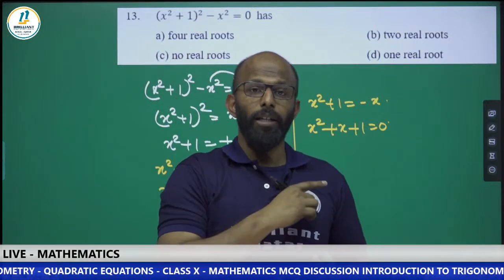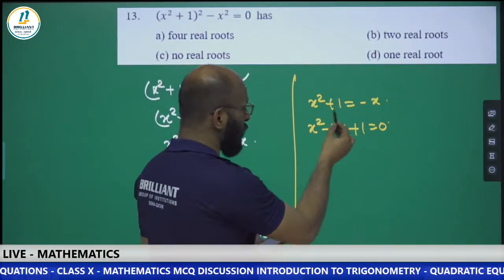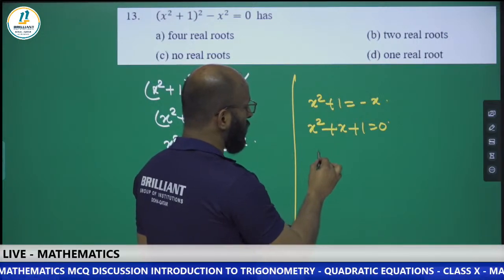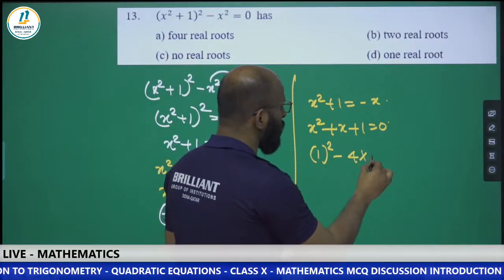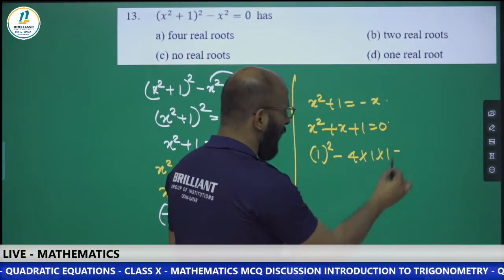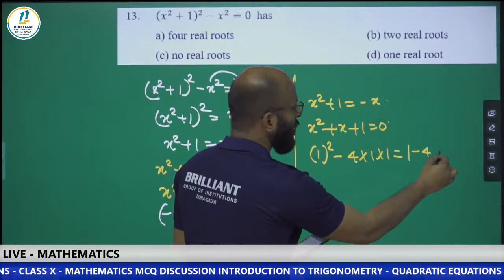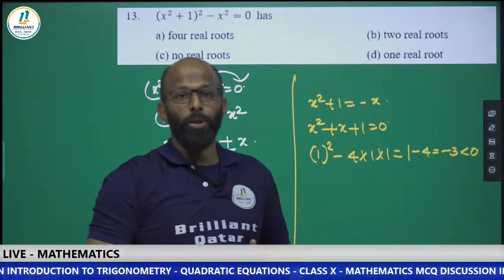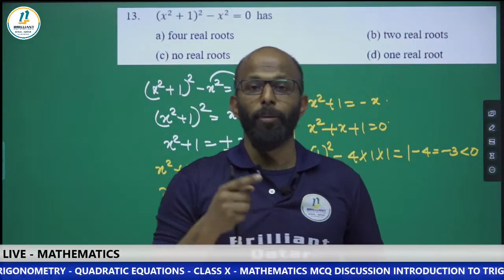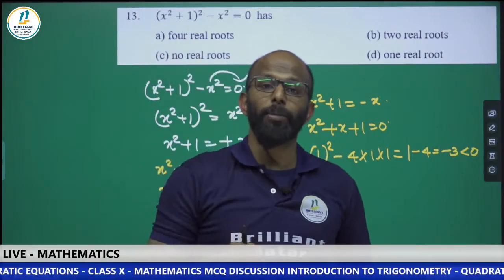We'll find the discriminant, or we can check the nature of the roots. So b square minus 4ac: b value is 1, so 1 square minus 4 into a is 1, c is also 1, which is equal to 1 minus 4, that is also minus 3. So that is also less than 0. So in both cases, we got the discriminant less than 0.